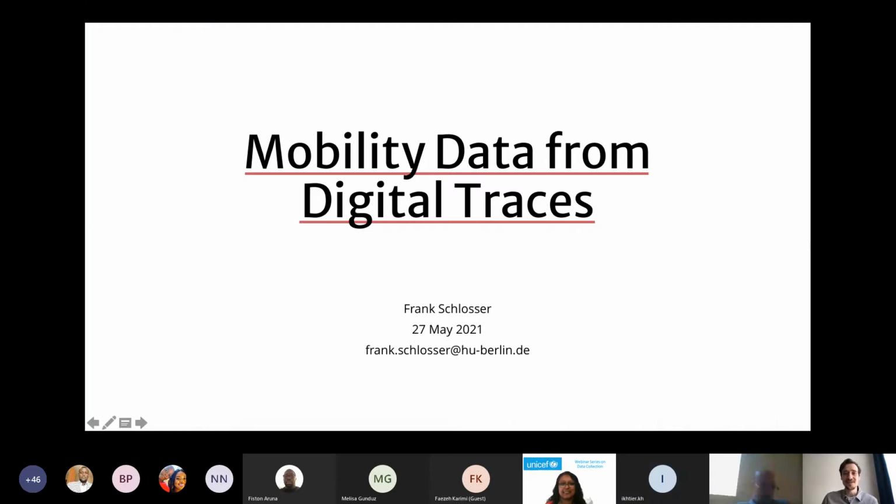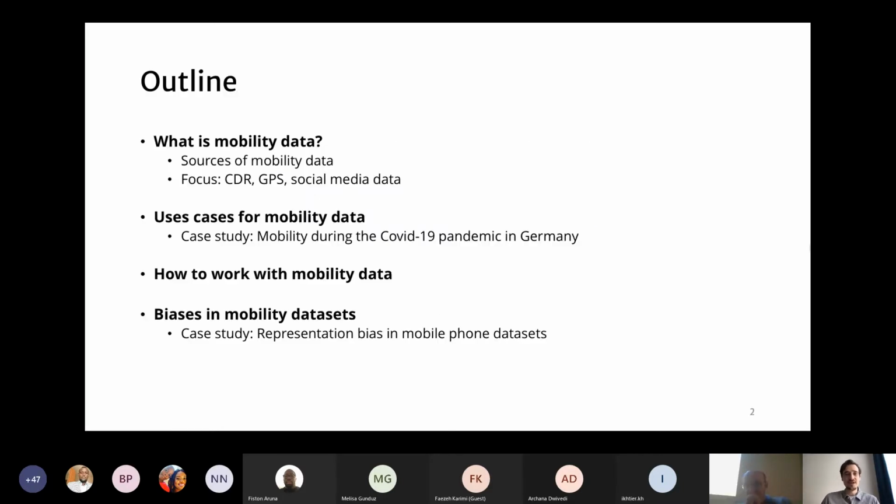I'm very happy to talk today about mobility data from digital traces. It's a very general title, and I'm going to talk about it in a very high level sense, but also go into some technical details. So I hope there's something for everybody, whatever your background is, whether you're more business minded or more technically interested in the topic.